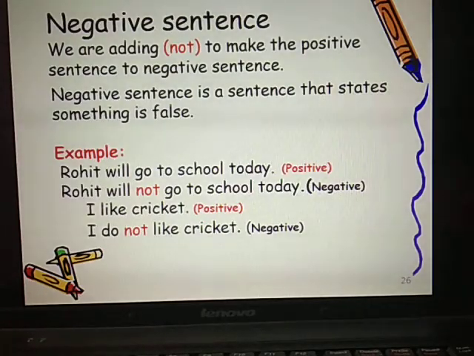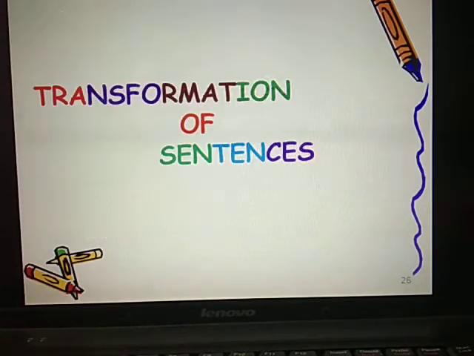Now what are negative sentences? When we add not to the positive sentence, it becomes a negative sentence. Like Rohit will go to school today. Now we have to make it negative. We will say Rohit will not go to school today. I like cricket. Positive. When you want to make it negative, we add not. I do not like cricket.